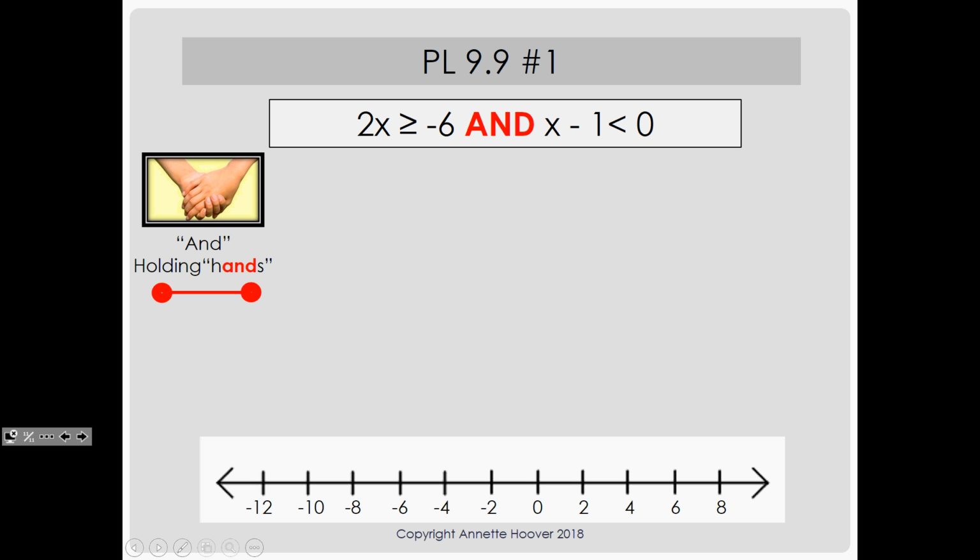Here is the first example on your work page today. Make sure that you solve and you find the graph that matches it and put the letter beside the answer.